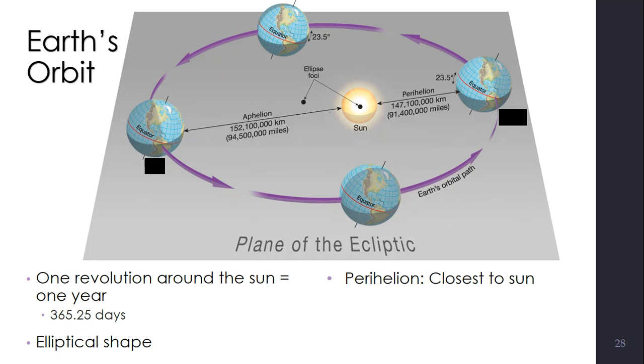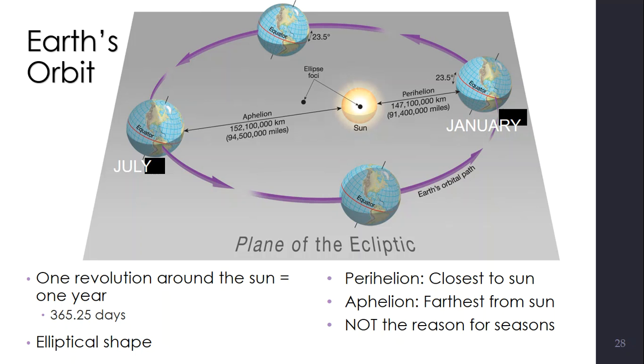So the perihelion is when it's closest to the sun, which is in January. The aphelion is when it's farthest from the sun, and that is in July. This is not the reason for the seasons. We're going to talk about the reason for the seasons moving forward, but this is not why.